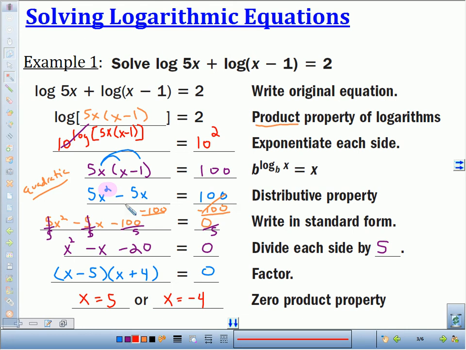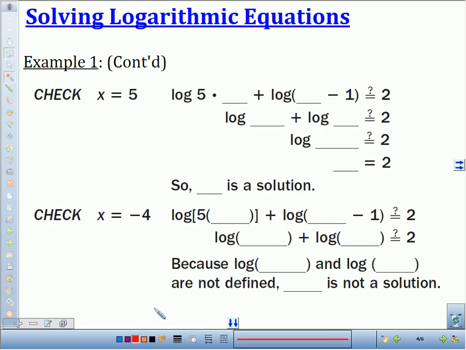But we need to check for extraneous solutions. We need to make sure that our solutions actually work. If they don't actually work, we can't use them. So, let's check our two solutions. Let's start with x equals 5. Now, if x equals 5, we're going to replace the x's in our original equation with 5. So we have log of 5 times 5, which is log of 25, and log of 5 minus 1, which is log of 4.